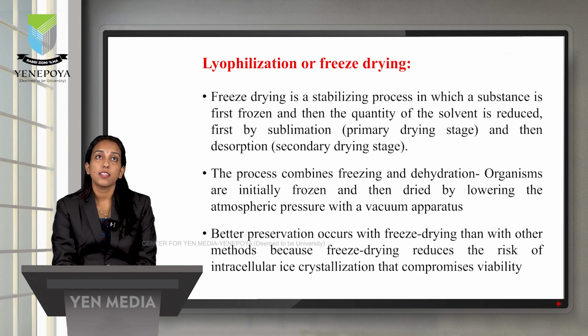Then the next method is lyophilization or freeze drying. Freeze drying is a stabilizing process. Here the substance is first frozen, then the quantity reduces. First sublimation happens, then desorption happens. So here freezing and dehydration are combined. Initially it is frozen and then dried by lowering the atmospheric pressure with a vacuum apparatus. This is a better method compared to the others, because the risk of freezing damage will not be there in this method.